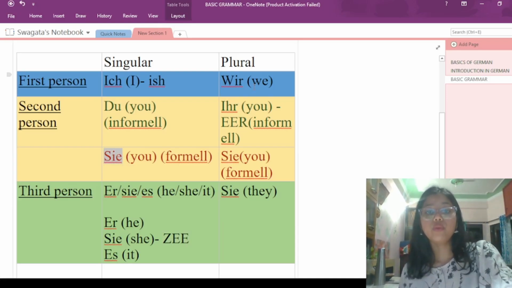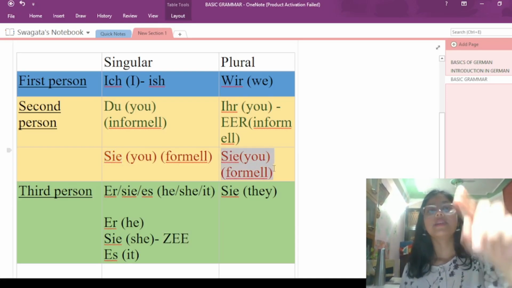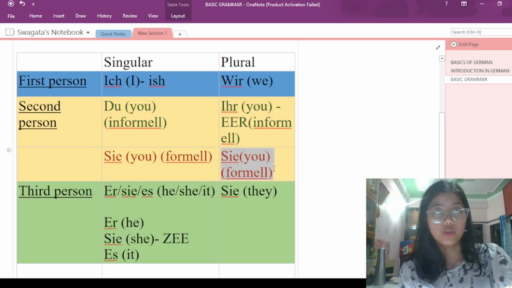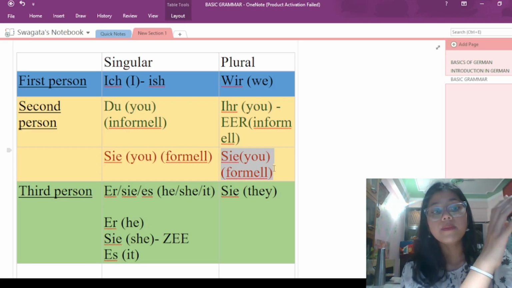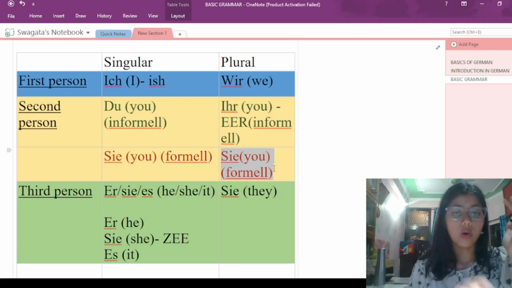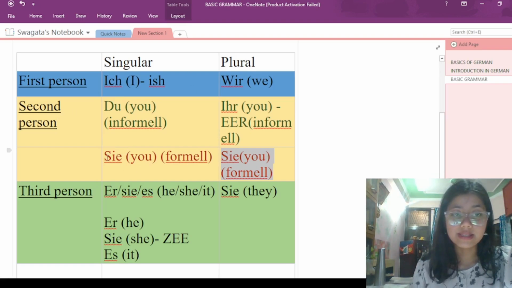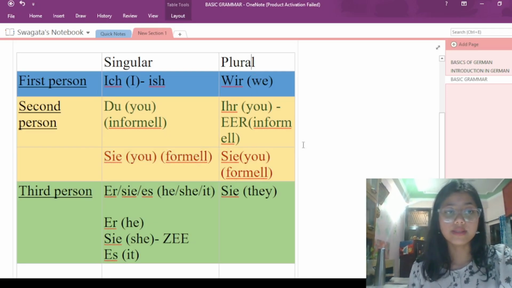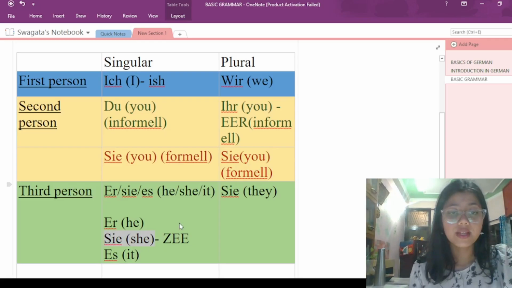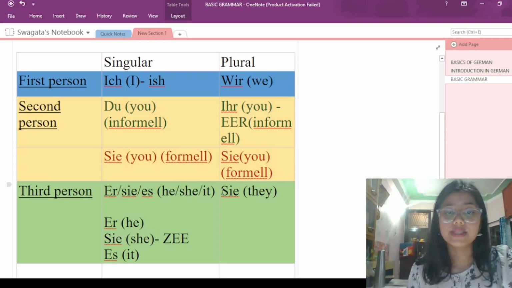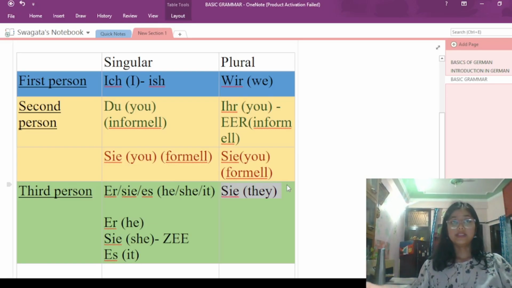Now we have in plural again Sie. This one is for formal situations, but this is for plural. In singular and plural, second person form, Sie is the same. So how many Sie are there? There's one in second person singular, then one in second person plural. Then we have in third person Sie, which refers to she, and in plural third person, which refers to they, Sie.